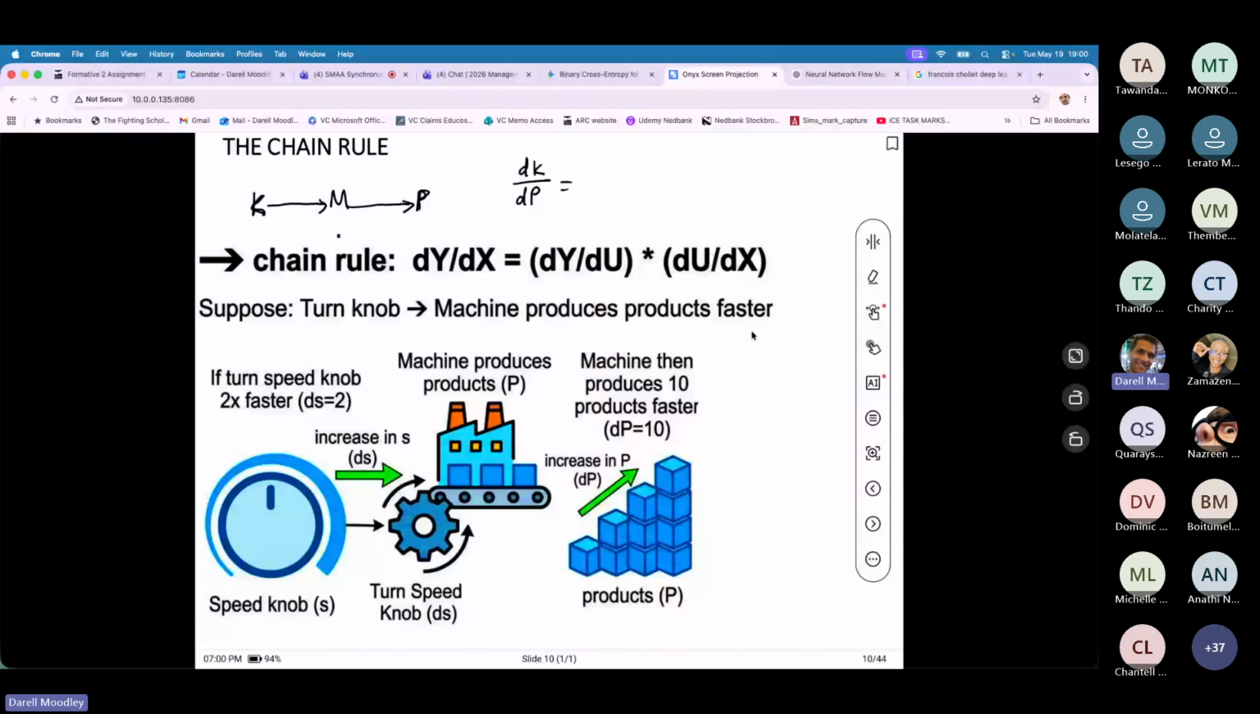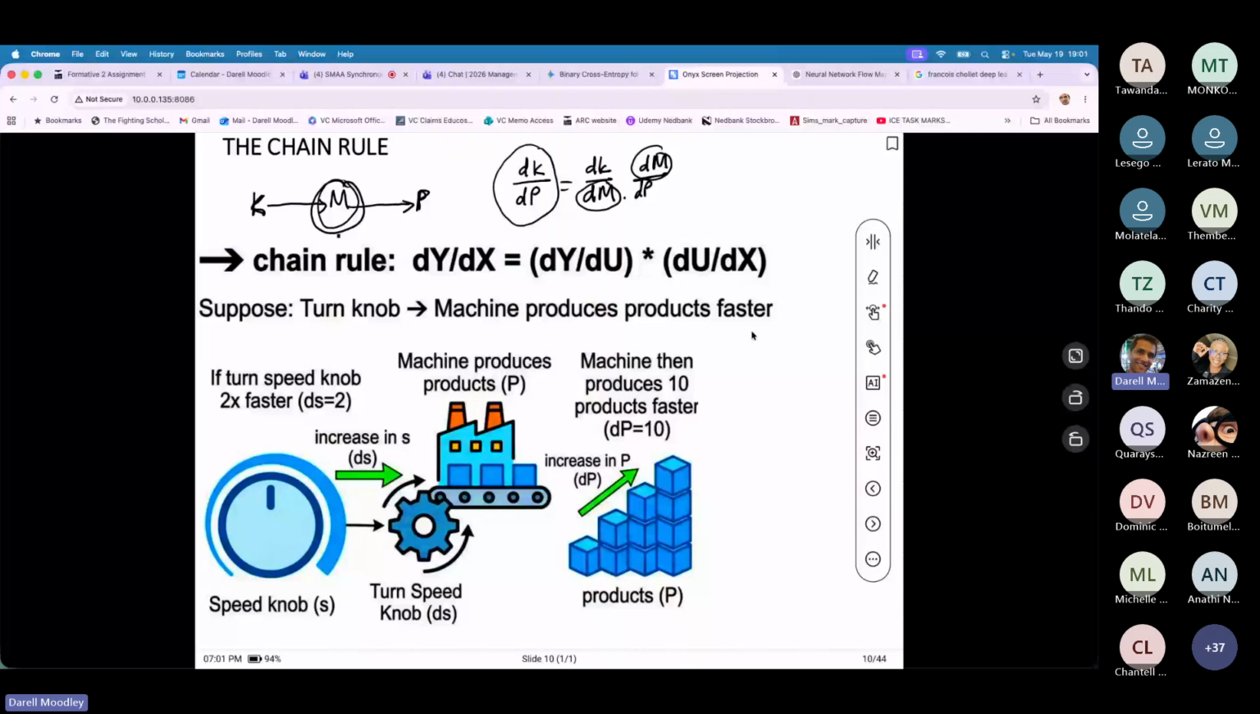And how you have to do it is by using something called the chain rule. Now you'll see there's an M in between, right? So you have to find the derivative of K with respect to M first, and then you find the derivative of M with respect to P. If you treat it as fractions, just to help you understand, you can see this numerator cancels with the denominator, and you're left with what you have on the left-hand side.